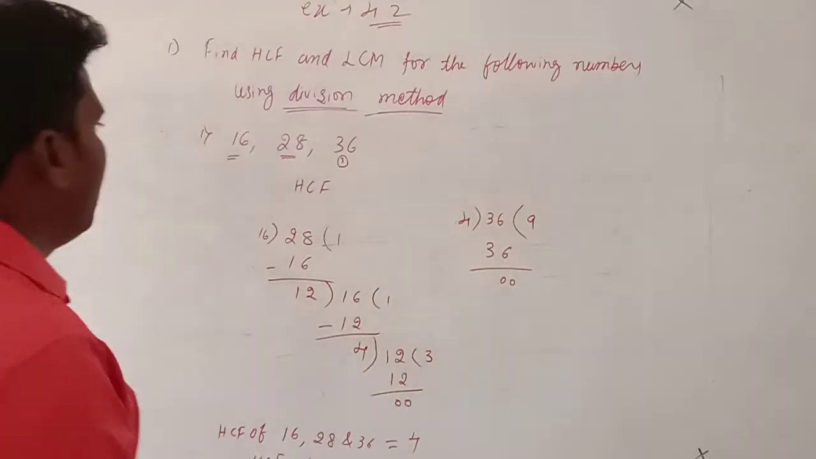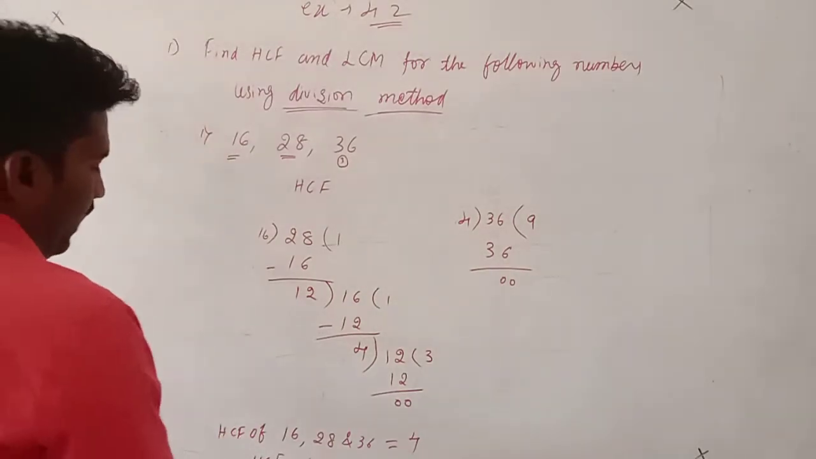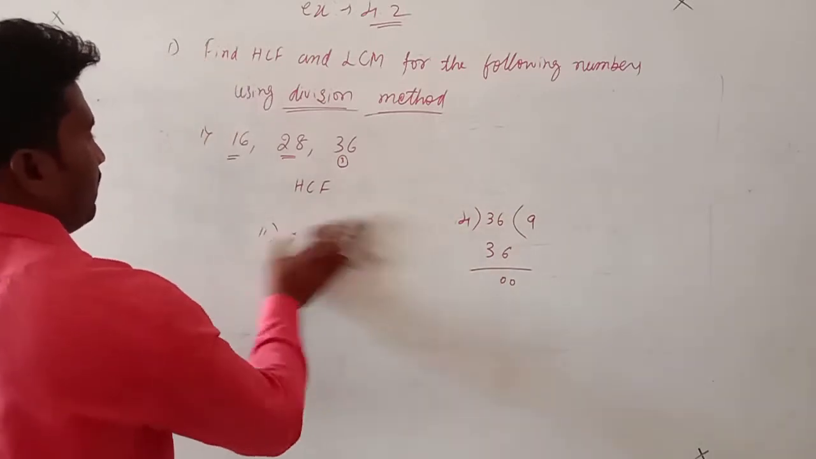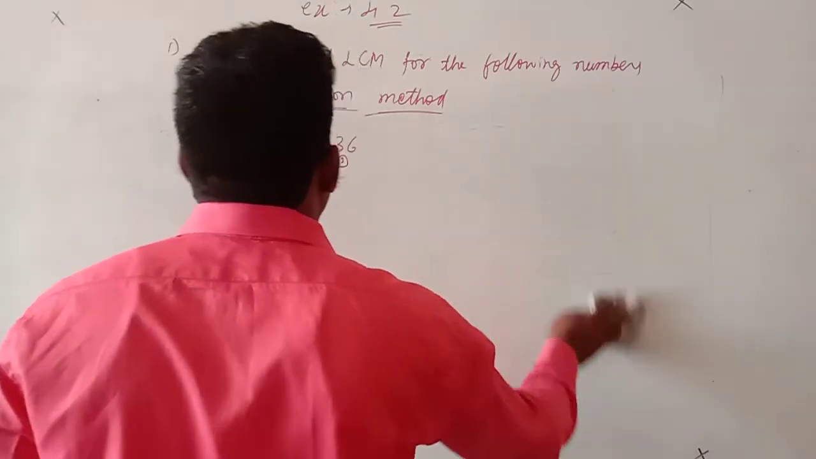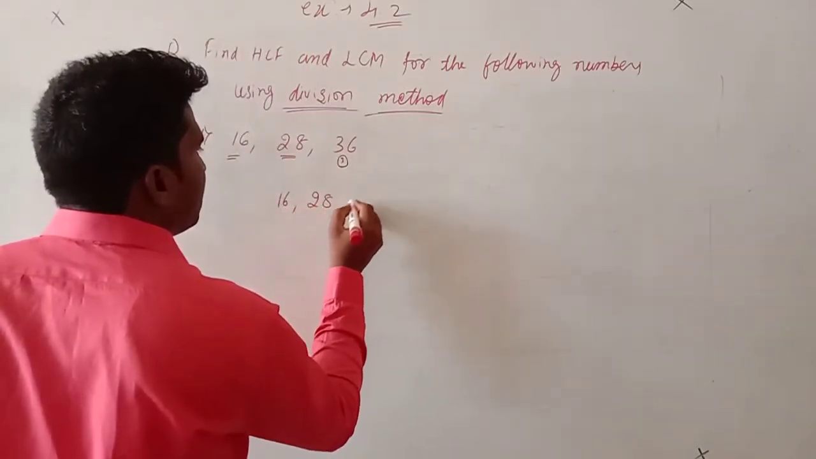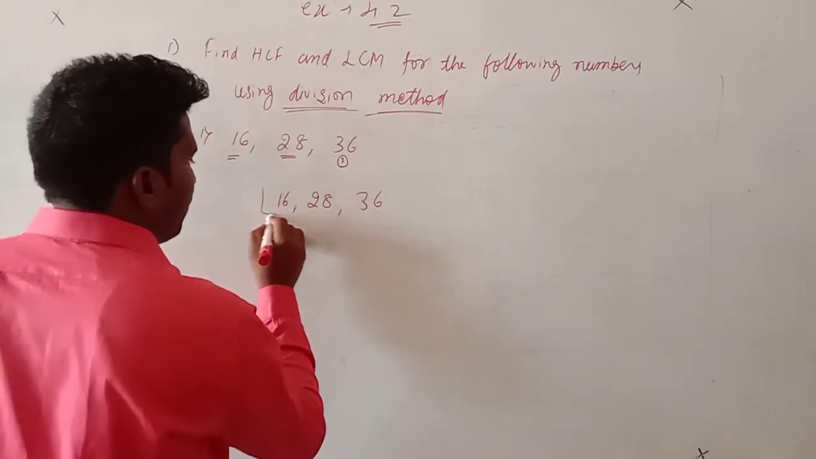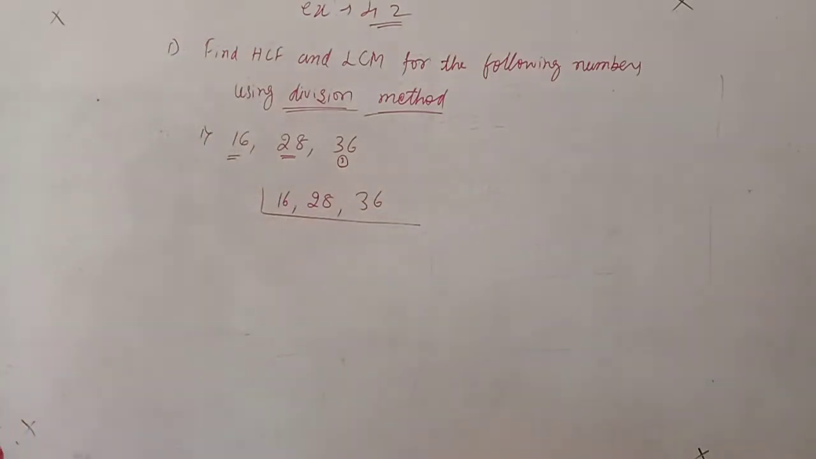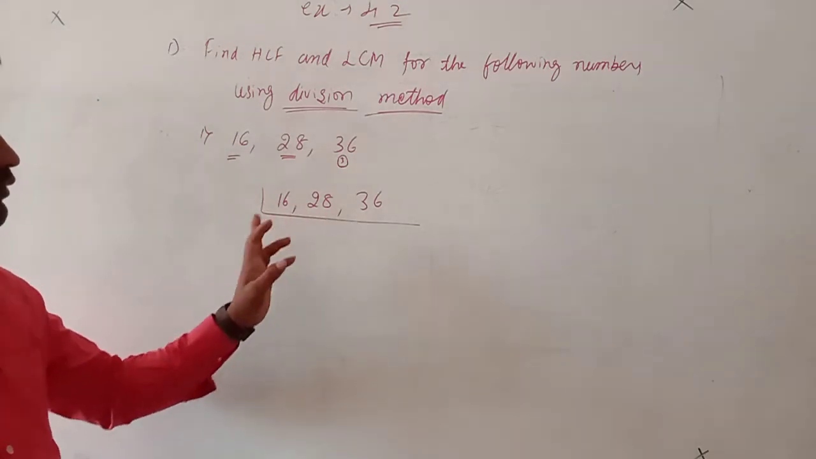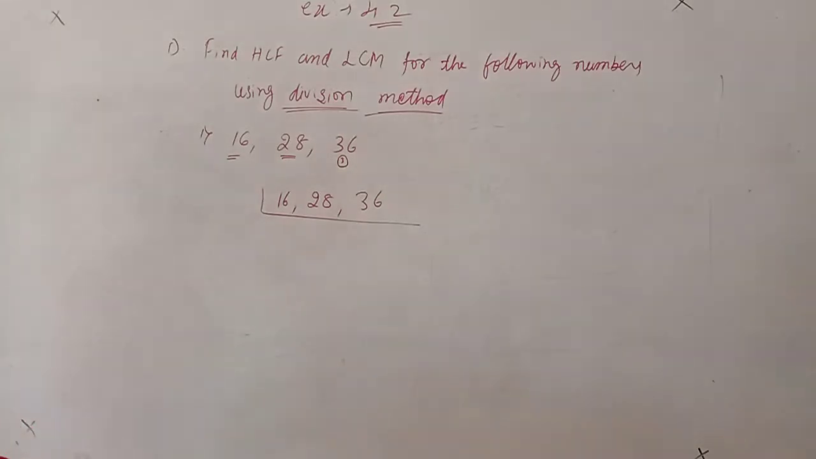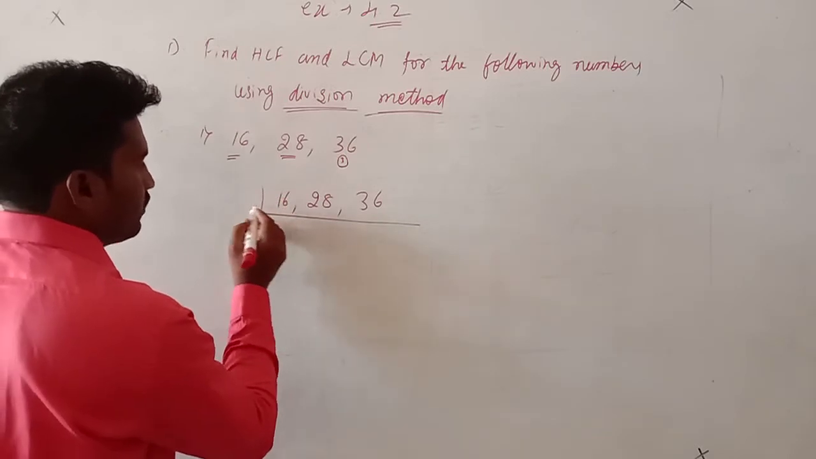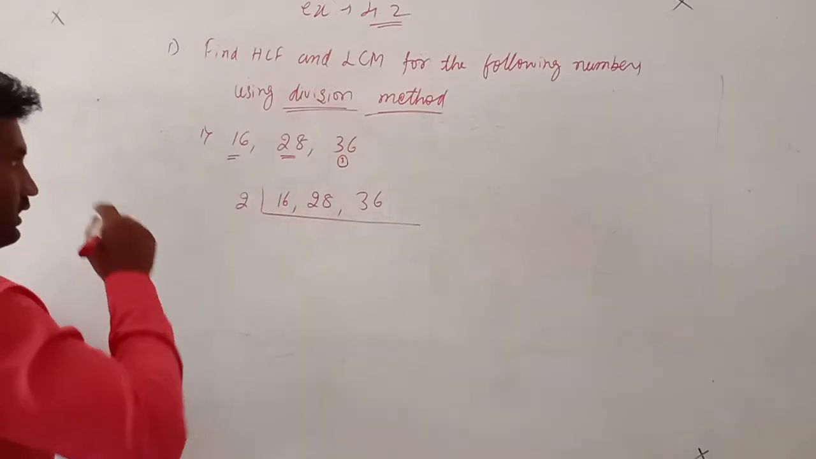So now we have to find the LCM by taking the given numbers, 16, 28 and 36, by the same divisor method. So 16 is a different number, 28 is a different number and 36 is a different number. All three are different numbers. So these are even numbers, so we have to divide by 2.